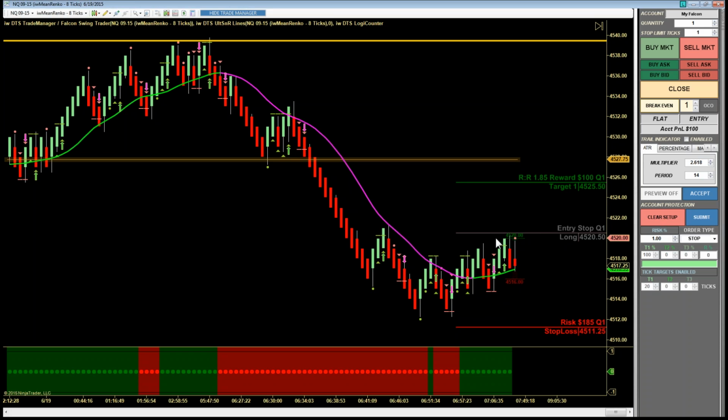This would be a relatively safe trade. I'm doing air quotes, relatively safe trade to buy above this high right here. That's going to give us the second push on the signal and should bring some momentum with it.